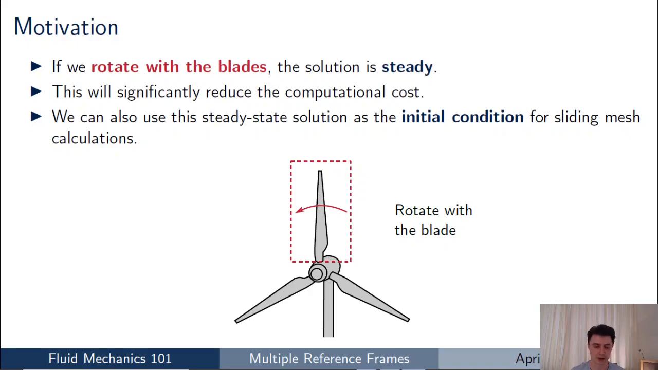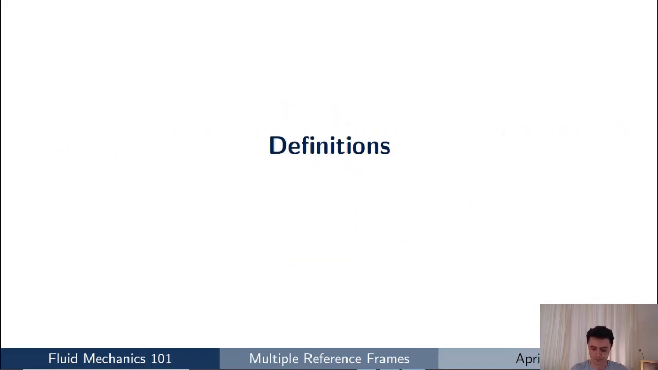And for the majority of applications, if we can manage to use this approach, then the solution and the flow field will be steady relative to the blade. And that means we don't have to run a lot of time steps, and we can get a very quick converged solution. And in most cases, you can actually use this converged solution for your results. And if not, the converged solution can always be used as an initial condition for a full sliding mesh approach. So that's the motivation for today's talk.